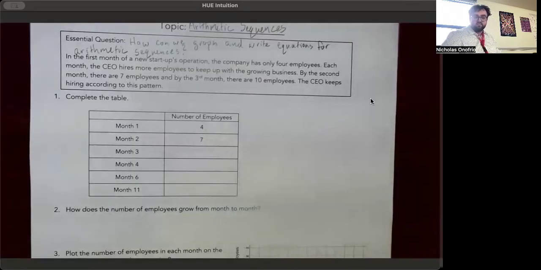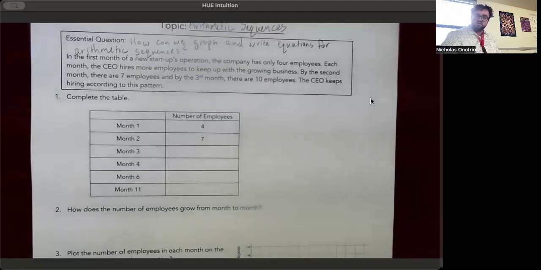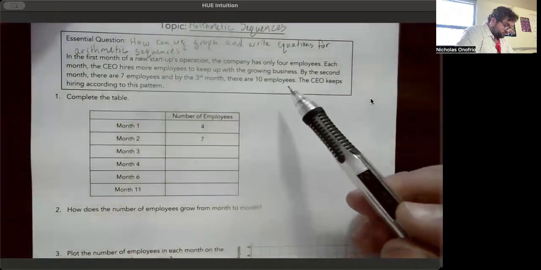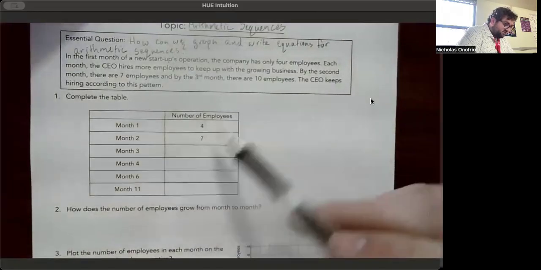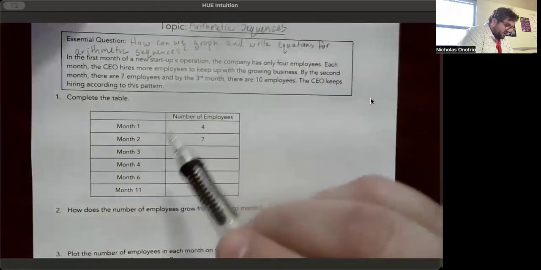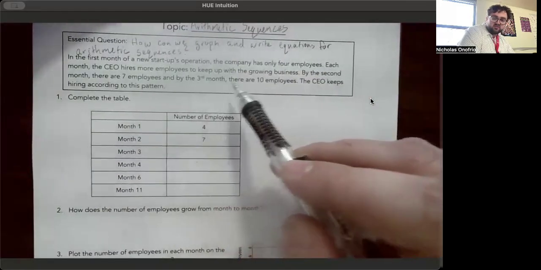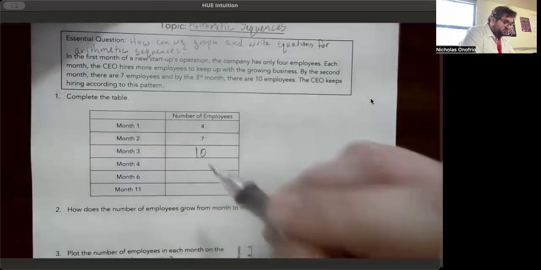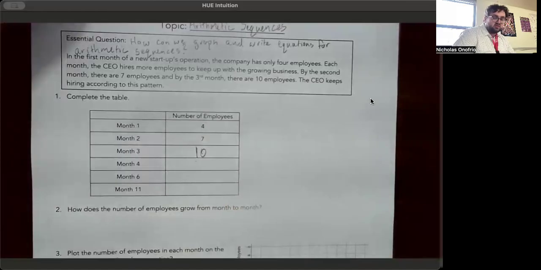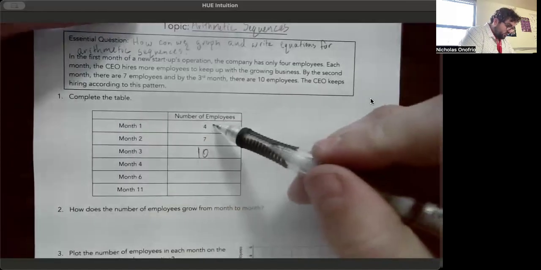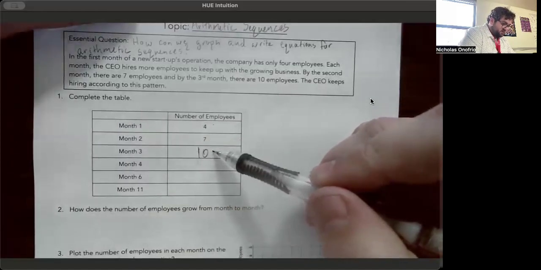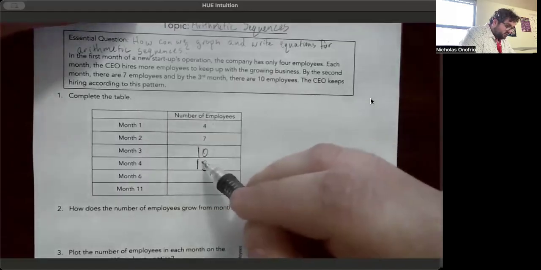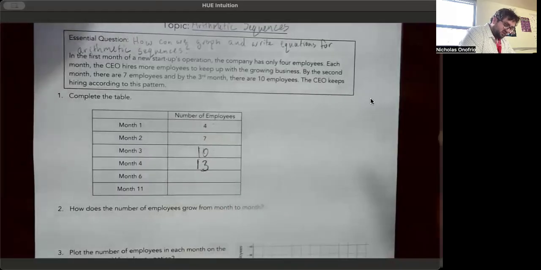All right. Now that you've hopefully answered our questions, let's check our answers. So, we need to start by filling out our table. And we see that in the third month, there are 10 employees. So we can go ahead and fill that in. Now, hopefully at this point, you've started to notice a pattern. We go 4, 7, 10. In month 4, we have 3 more employees, taking us to 13.